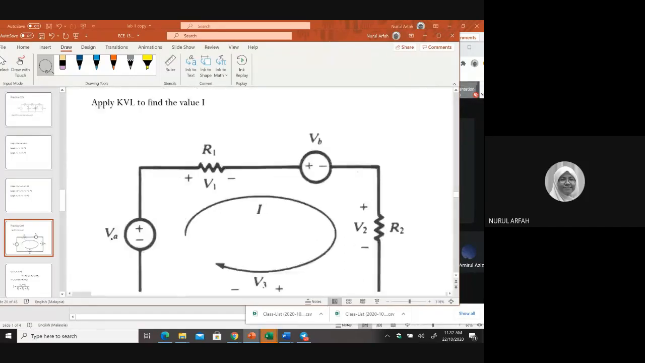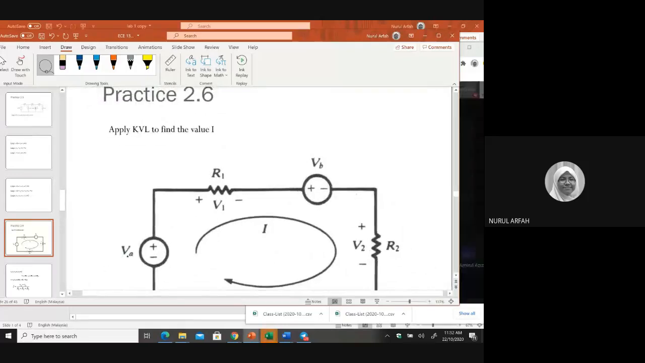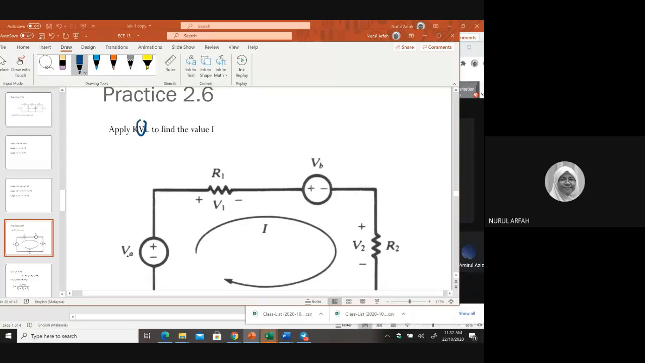Still remember KVL and KCL? KVL stands for Kirchhoff's Voltage Law. If you look at the middle here, this is voltage. So obviously you need to find voltages around a closed loop, a closed circuit or a closed path. So a loop is a closed path, right?